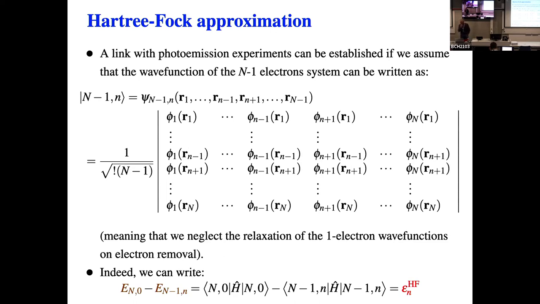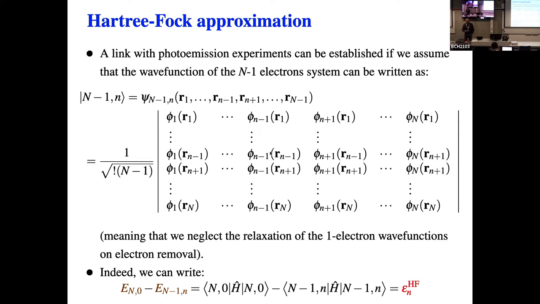Okay, so if we want to link now, it's an easy way to connect to what we did before, to the photo emission experiment. When we have a photo emission, where we remove an electron, what happens is that we just need to remove one column and one line in the Slater determinant. So you see that here, I'm moving from N minus one to N plus one in terms of the column. And here I'm moving from N minus one to N plus one in terms of the line.